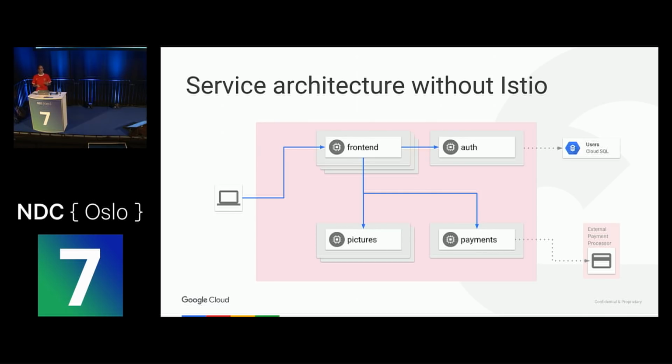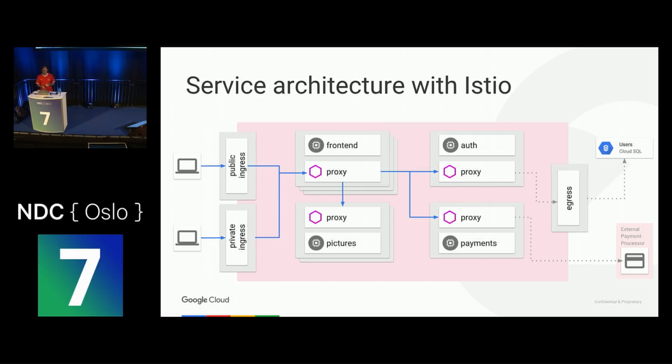So let's imagine that you have this kind of setup in your microservice cluster. If you want to introduce Istio here, this is how it will look. First of all, at the end of your microservice cluster, you have ingress, public ingress and private ingress. That's for public traffic and private traffic coming into your system. And on the other hand, you have egress. So that's outgoing traffic as well.